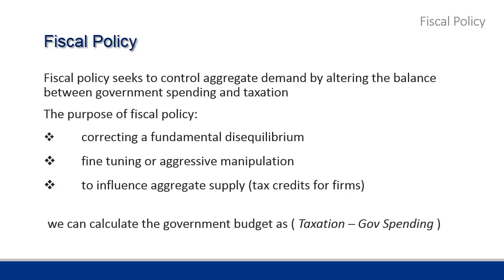The purpose of fiscal policy, then, might be to correct a fundamental disequilibrium; we might be in a demand deficiency situation in the Keynesian cross. One might be to fine-tune the economy to increase our normal level of output somewhat, or perhaps aggressively before an election. One other purpose, a good purpose, is maybe to affect the economy in the long run through supply-side policies. We model fiscal policy through the government budget, which is taxation minus government spending, T minus G.